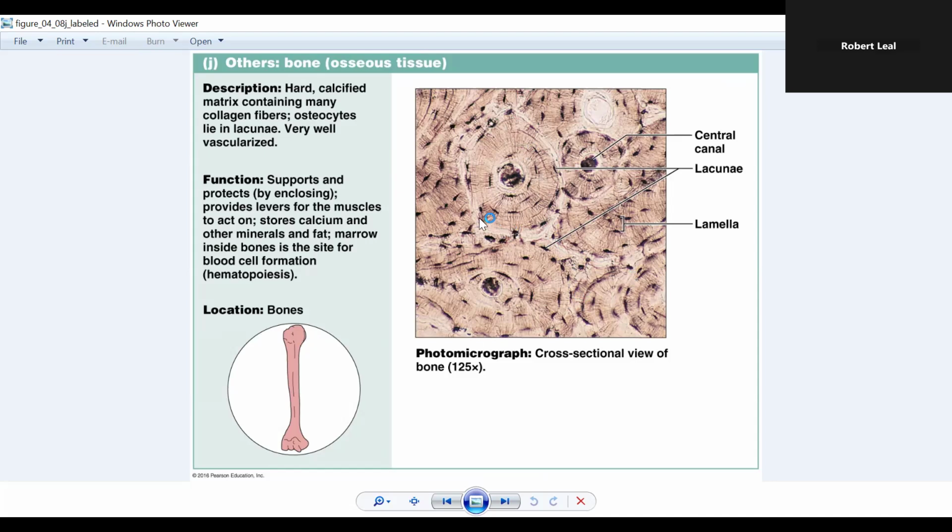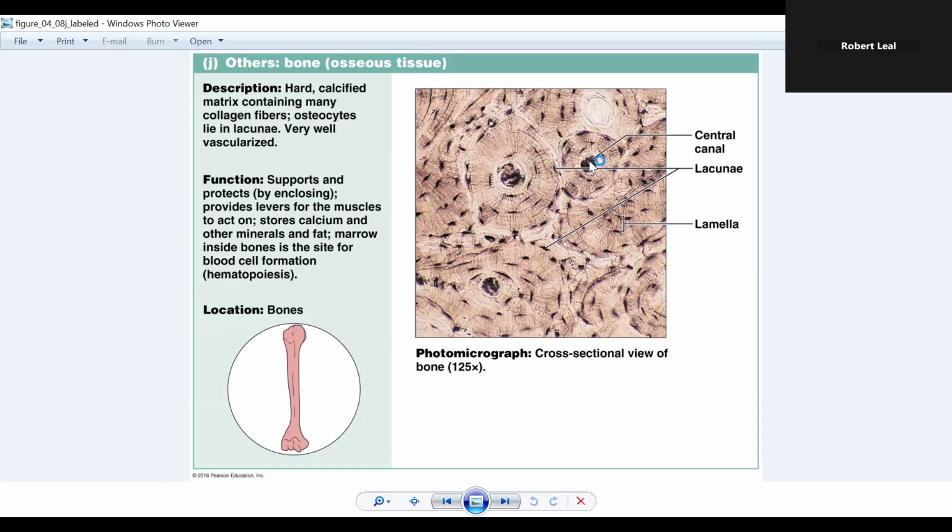And you will see these little circular structures, kind of looks like a tree that's been cut across. Those circular structures are referred to as osteons, which is the basic unit, or we say functional unit, of bone. The little black sphere in the middle, that's not a cell nucleus. It's a cavity we call the central canal, and that's where blood vessels and nerves would be going through the bone.